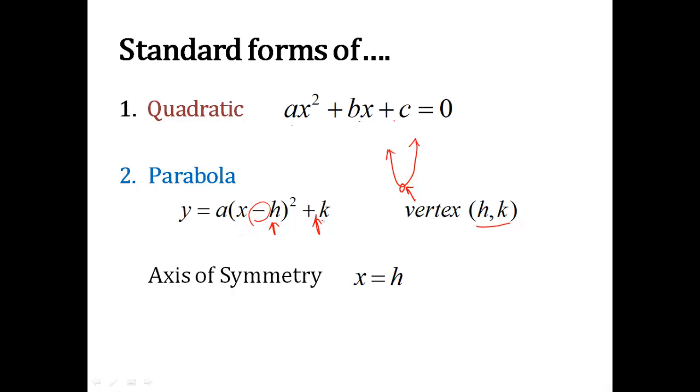Once you know this equation, you can look at it and determine the vertex. You can also determine the axis of symmetry, because if you remember from yesterday, the axis of symmetry is just x equals whatever the h value of your vertex is. So that should make some sense. We'll work on this as we go along.